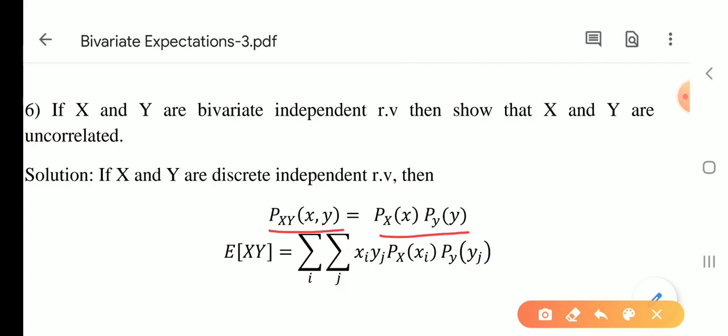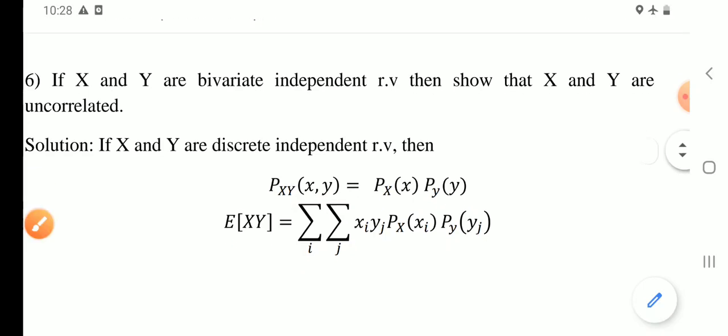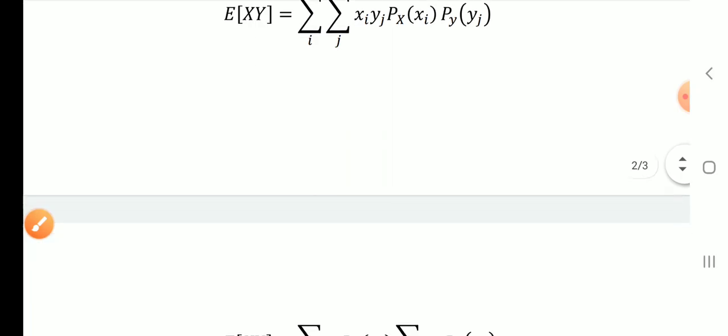So we will take the discrete case first. In the discrete case, if I write the expectation of the bivariate random variable, that is E of xy, it is equal to sigma i sigma j xi yj px of xi into py of yj. So now this can be split into 2.